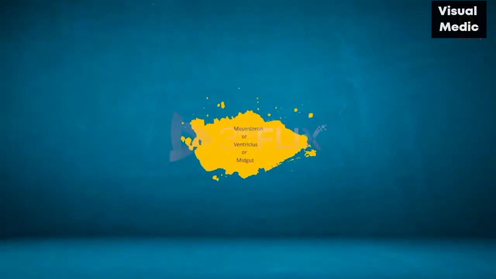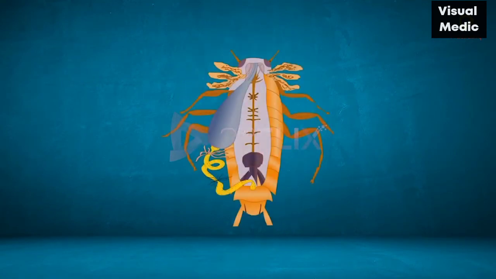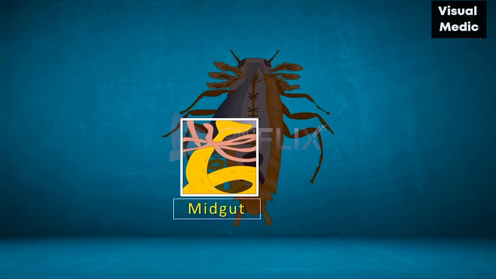Mesenteron or ventriculus or midgut. The midgut is a short and narrow tube. Between the midgut and the gizzard, there are 6 to 8 finger-like processes called hepatic caeca or gastric caeca or midgut caeca. They arise from the wall of the midgut. They are helpful in digestion and absorption of food.